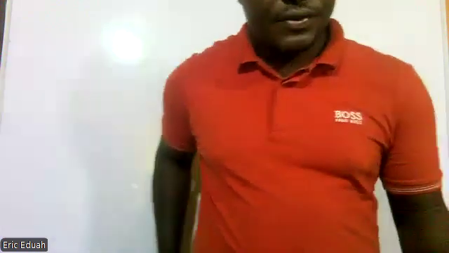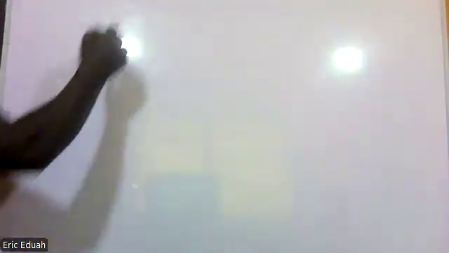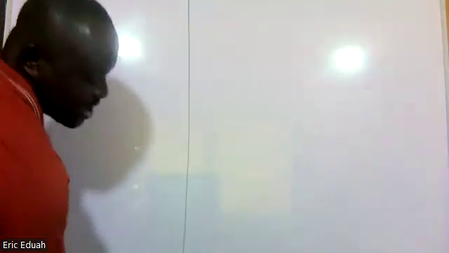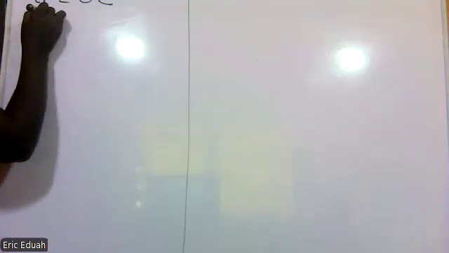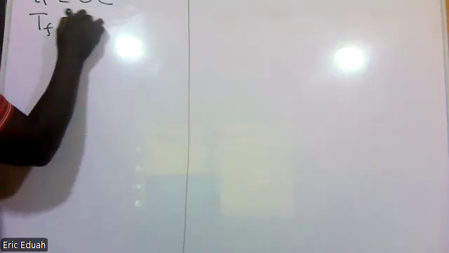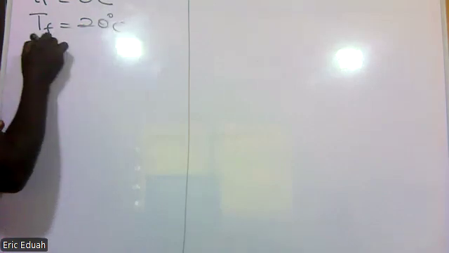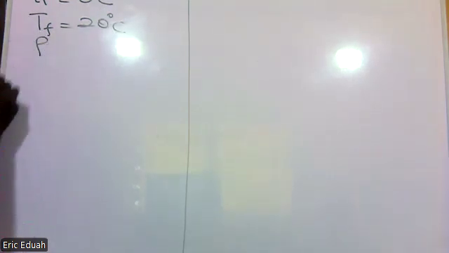Find its density at 20 degrees Celsius if the linear expansivity is 0.00002 per Kelvin. So initial temperature T initial is 0, T final is 20 degrees Celsius.